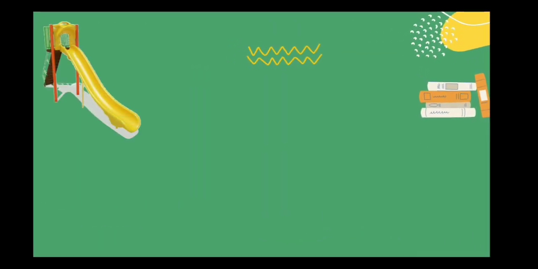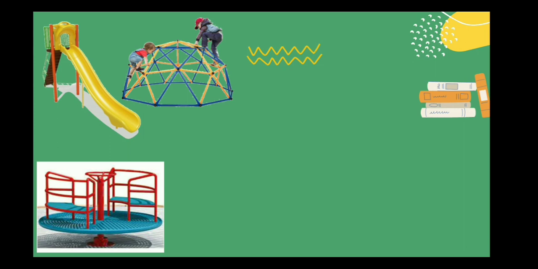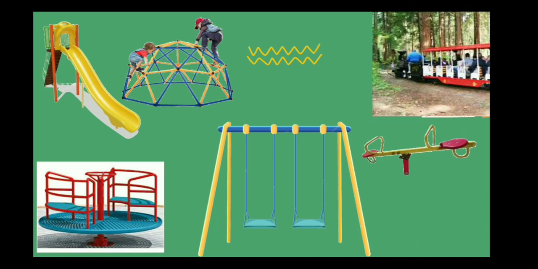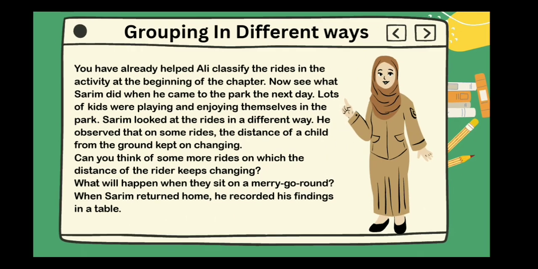You have already seen these rides, the slide, gym, merry-go-round, swings, seesaw, and the train. And there are other rides as well, which you will see in the parks. You have already helped Ali classify the rides in the activity at the beginning of the chapter. Now see what Sarim did when he came to the park the next day.